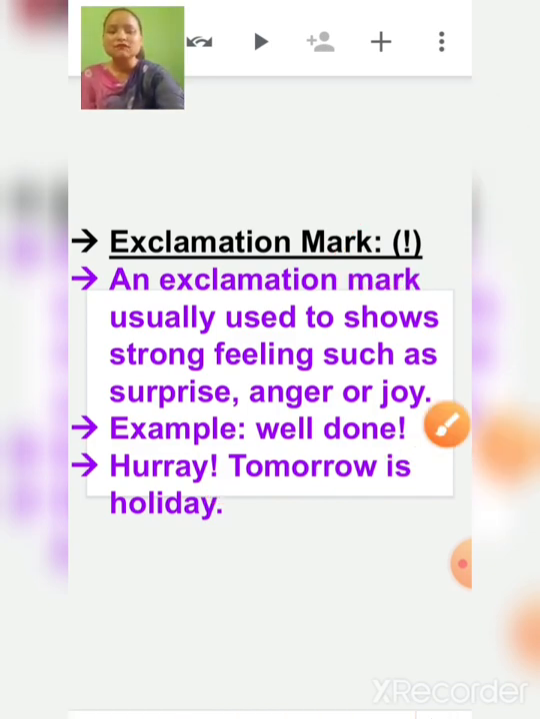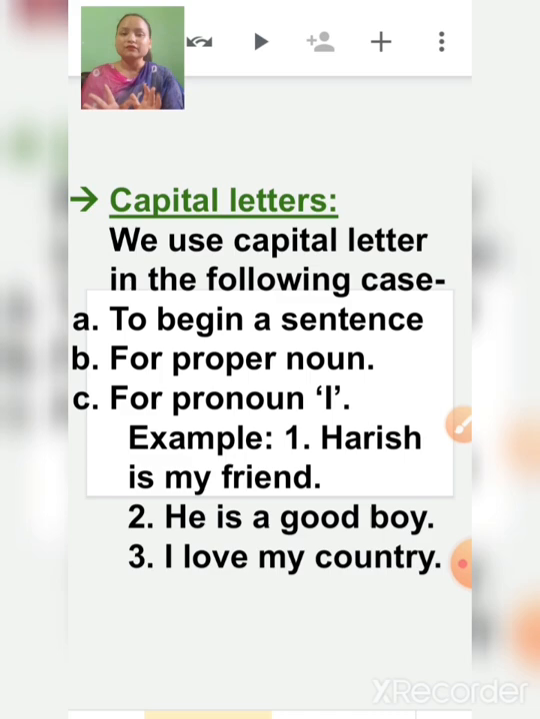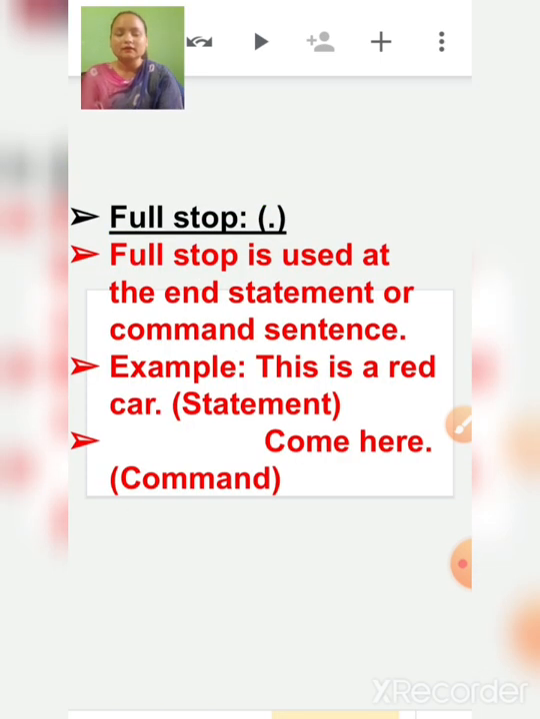So these four are the common punctuation marks which are present in your course. Capital letter we use when we begin a sentence, when writing a proper noun, and for the pronoun I we use a capital letter. Then full stop we use at the end of statement or command sentences.